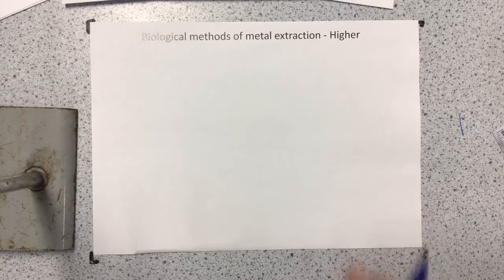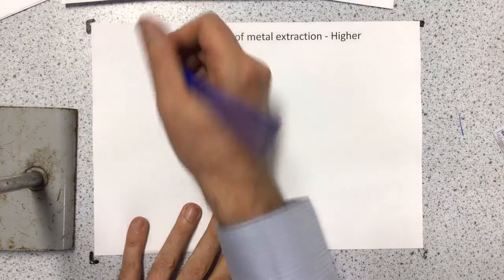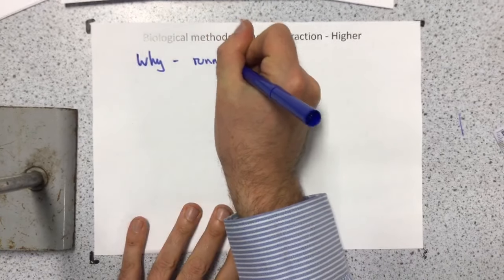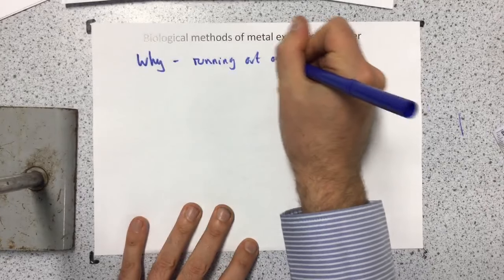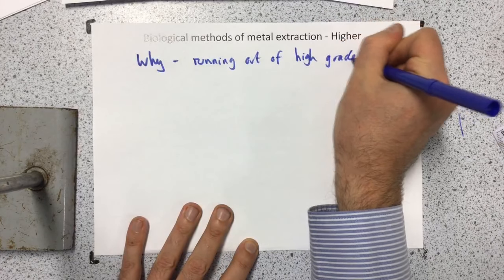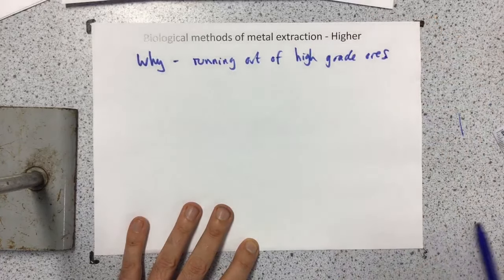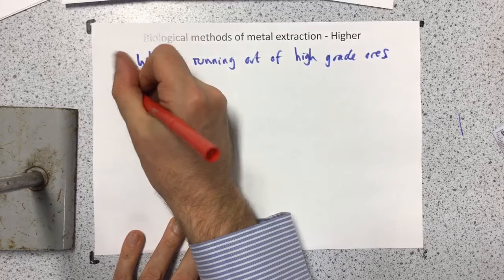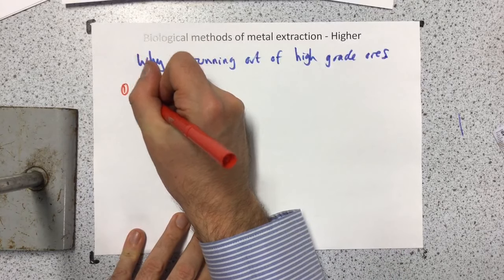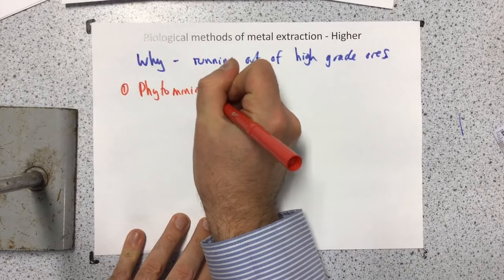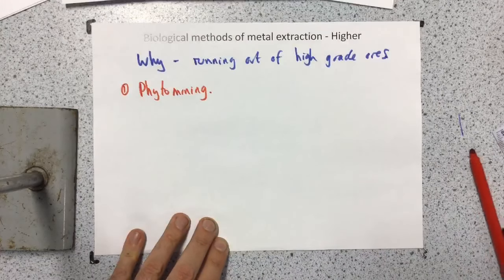Now, this is higher only. Now, these are biological methods of metal extraction. Why? Because we are running out of high-grade ores. Okay, so there are 2 methods of metal extraction that you need to know about. Number 1 is something called phytomining. How does it work? Very straightforward.